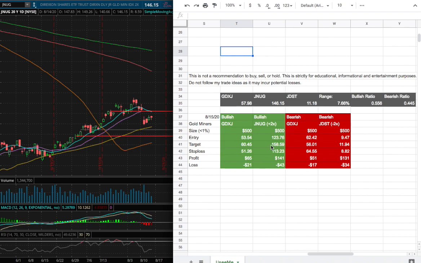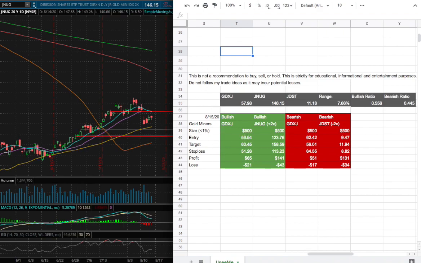And my sell target will be $158.59. That is around a range where the 9-day and 18-day moving average converge. And as for the stop loss, will be $113.23. So around this range right here.